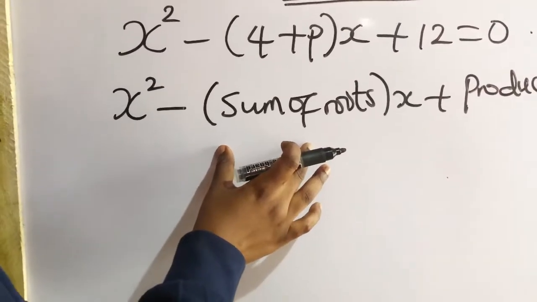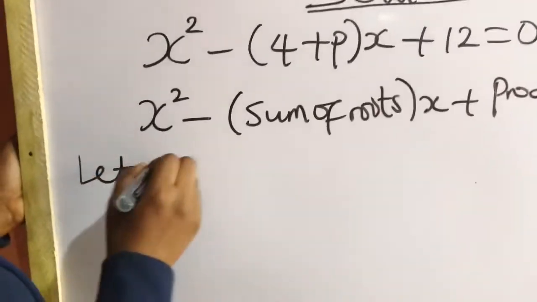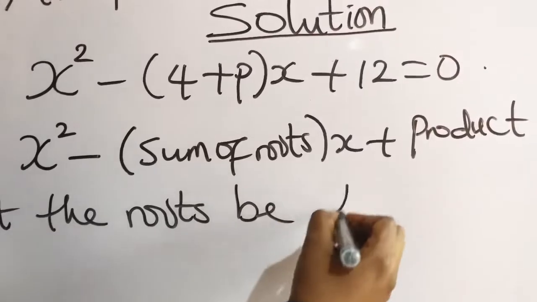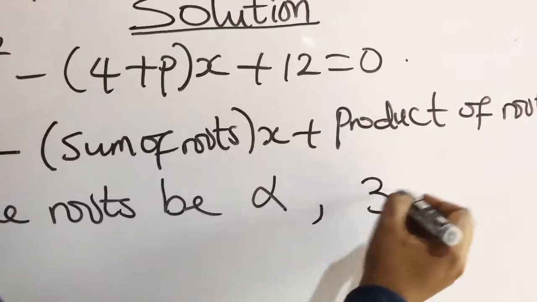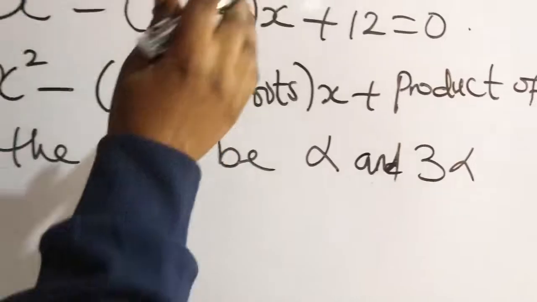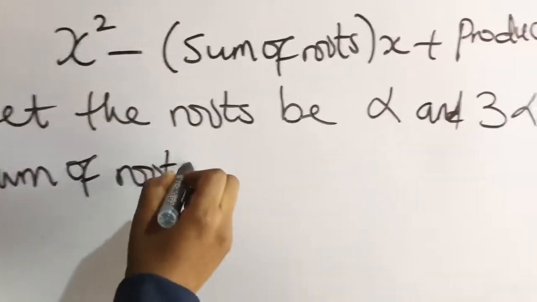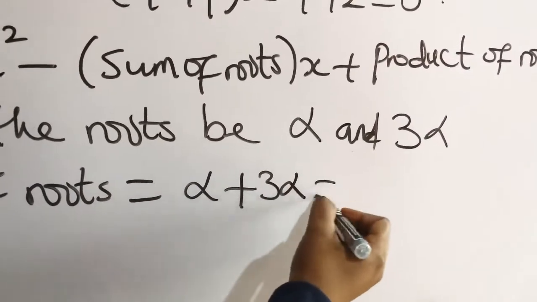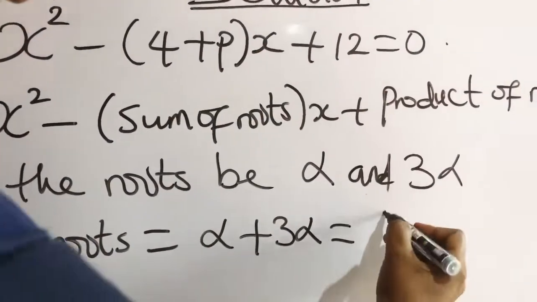So now from the question, one of the roots is 3 times the other. So let the roots be alpha. Since one is alpha, that means the other will be 3 alpha. So alpha and 3 alpha. So the sum of roots is equal to alpha plus 3 alpha, which is equal to, here the sum of roots is 4 plus p.